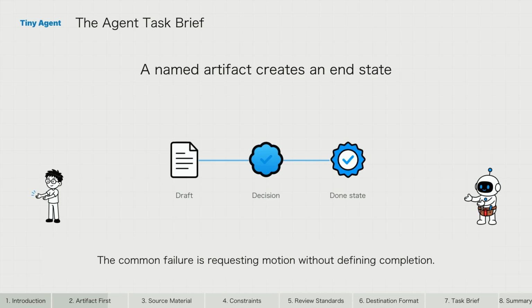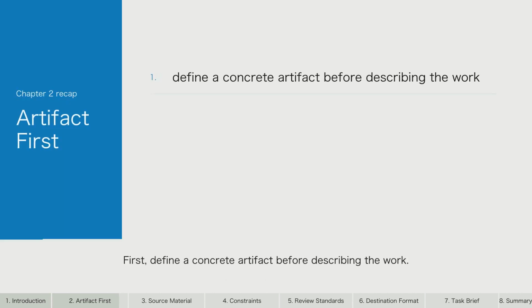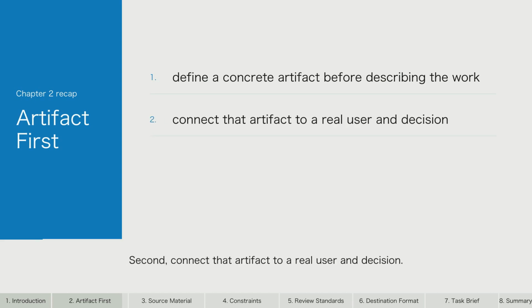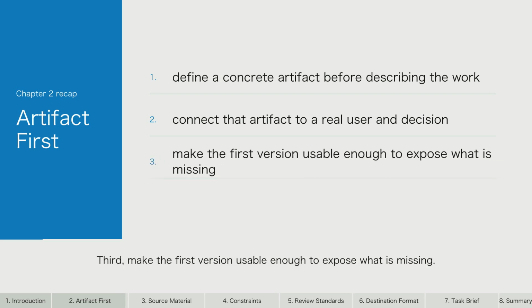The common failure is requesting motion without defining completion. The agent searches, summarizes, and writes, but neither side knows when the task is done. A named artifact creates an end state and gives every later constraint a place to attach. First, define a concrete artifact before describing the work. Second, connect that artifact to a real user and decision. Third, make the first version usable enough to expose what is missing.